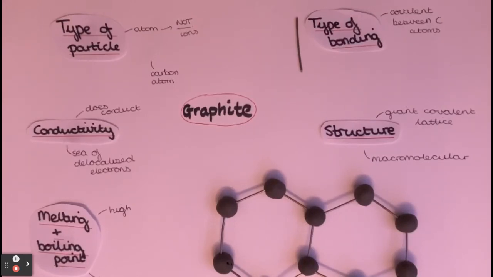In between each layer of these, because this is graphene, there will be weak intermolecular forces, and there are electrons floating about in between, moving through the structure, one for every one of these carbon atoms.